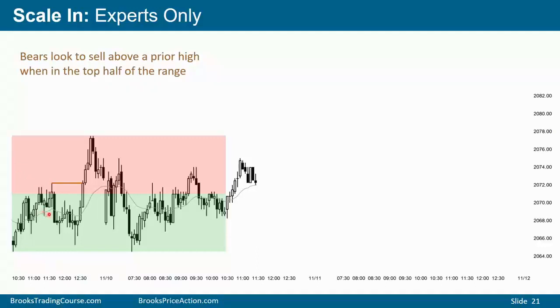Bears are looking to sell above a prior high in the top half of the range. This is a very strong reversal up. If you see this forming, you're not going to be placing a limit order to sell at that high because the odds are too great. This will be a double bottom or a wedge bull flag and the start of a bull trend. However, when you get a strong rally like this and the context is good, wedge bull flag, double bottom, high or low, the probability favors higher prices, so it's usually not good to place a limit order to sell at this high when you see the market going up so quickly.